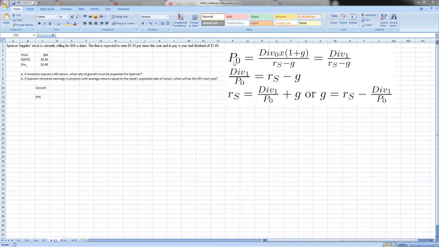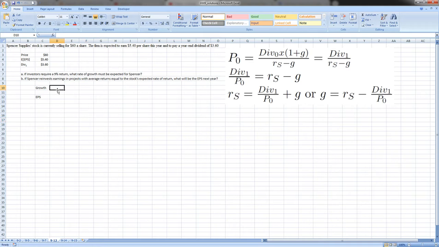We know from Gordon growth that P0 is equal to D1 divided by the return on stock minus growth. We can rearrange to where the dividend yield is equal to the return on stock minus growth, and rearrange further to where the return on stock is equal to the dividend yield plus growth, or growth is equal to the return on stock minus the dividend yield.